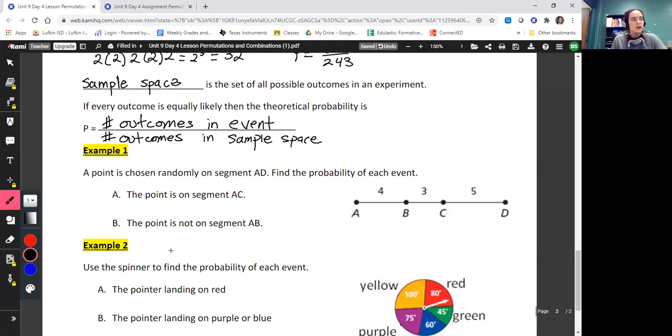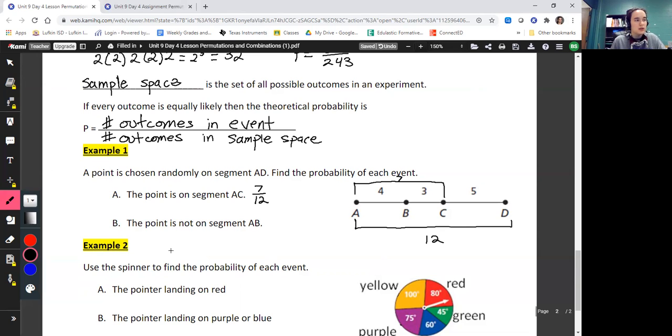For our first example here, a point is chosen randomly on segment AD. Find the probability of each event. So we need to figure out first what our total for AD is. We have 4, and 3, and 5. That's a total of 12. That is our sample space. And the first is that the point is on segment AC. So AC is 4 and 3 together. So 4 plus 3 is 7. So we have 7 over 12.